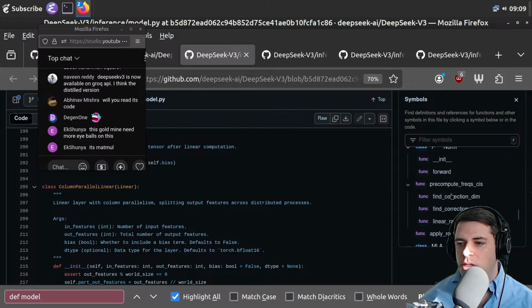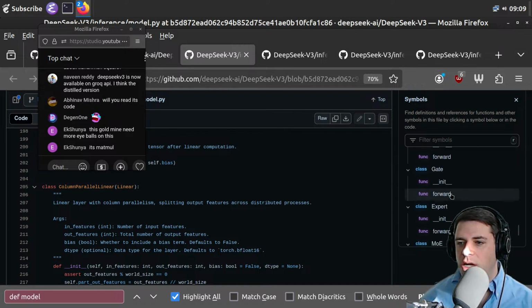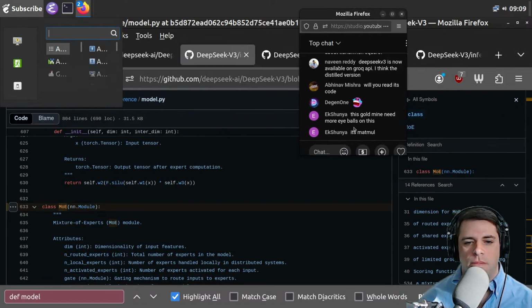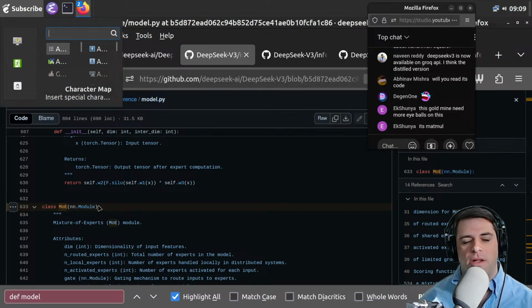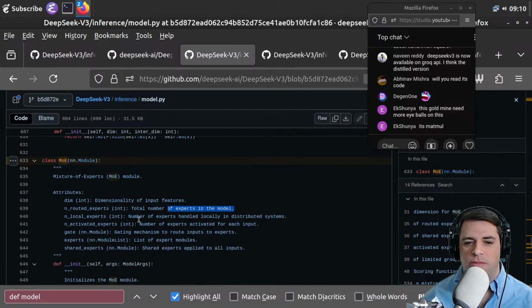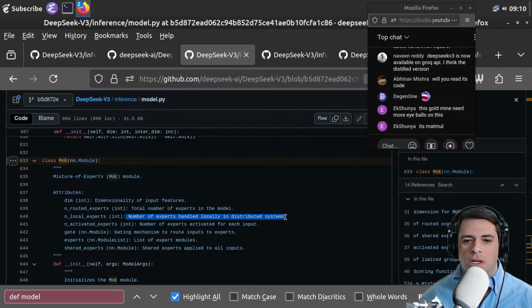Parallel embedding, RMS norm, MLA, gate, expert, MOE. Mixture of experts. Here's a mixture of experts module. I don't know what mixture of experts is. I assume it's a way of aggregating over submodels. So you have a number of routed experts, the total number of experts in the model, and a number of local experts, the number handled locally in distributed systems.